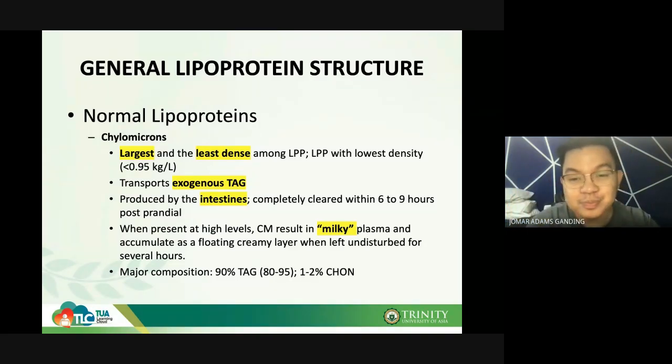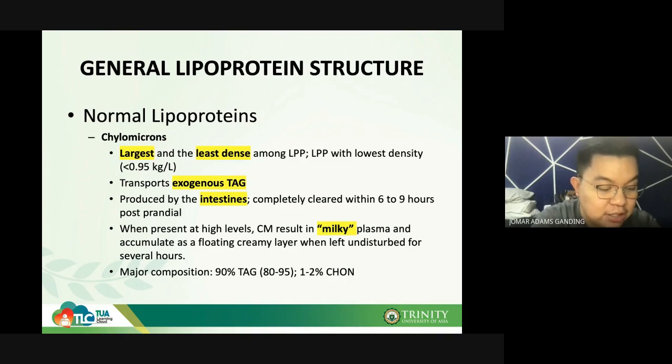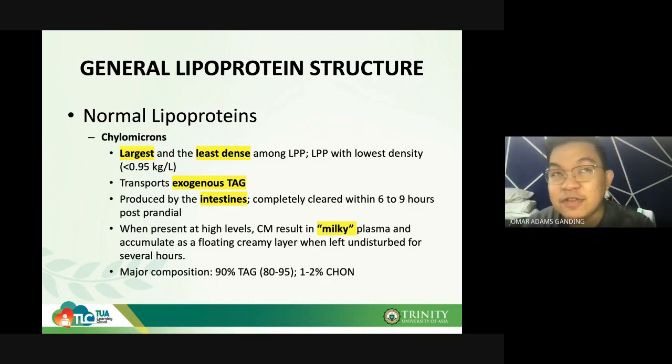Okay, so we're clear. Now, when present in high levels, if your triglycerides are present in high level in your body, it will create an appearance of a milky plasma, and it will accumulate on top, creating a floating creamy layer when left undisturbed for several hours. So your chylomicrons are the ones responsible for the milky appearance of your plasma. I'll say this to keep it quick: if your serum or your plasma looks milky, it is because of your triglyceride. If it looks turbid, that is more probably due to your cholesterol.